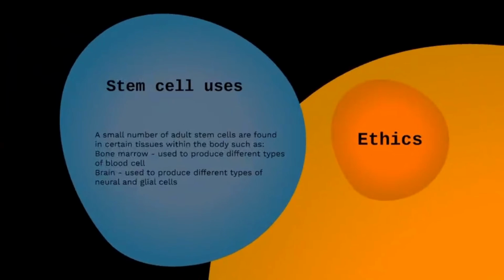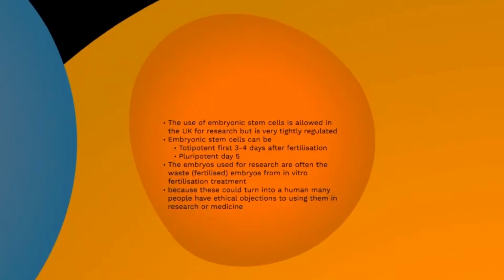However, the greatest potential for stem cells is using embryonic stem cells, and these are derived from the embryo, and they have a greater level of potency. They're either totipotent or pluripotent, as we discussed earlier. And because they're less differentiated, they have the potential to become more types of cells. However, because these are coming from embryos, many countries have banned the use of embryonic stem cells, even for research purposes. In the UK, embryonic stem cells can be used for research, but it's very tightly regulated.